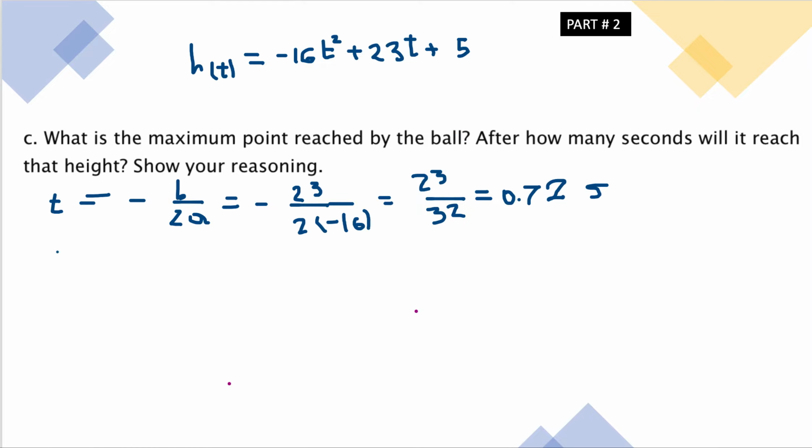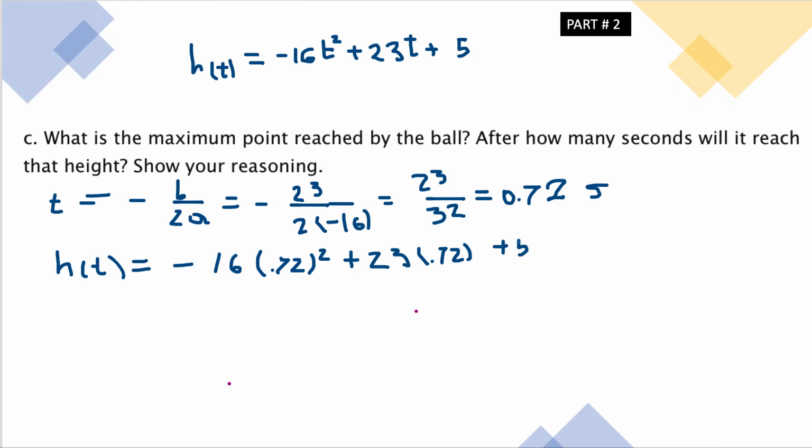So now we wanted to find out the maximum height. We can find the maximum height if we plug in 0.72 instead of t. So we are plugging in 0.72, and we have minus 16 times 0.72 squared, plus 23 times 0.72, plus 5.